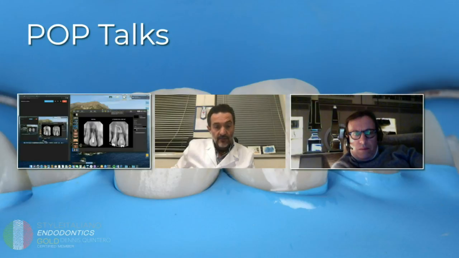My opinion is that whenever it's possible, we need to save the tooth. The patient was 7 years old when it happened, and 11 years old when he came to me.